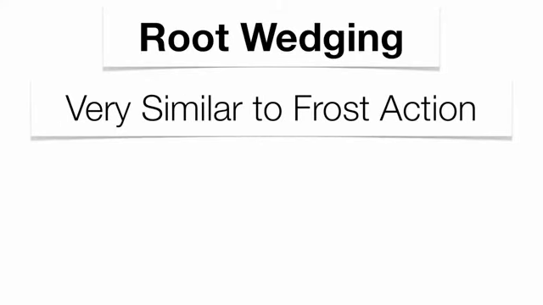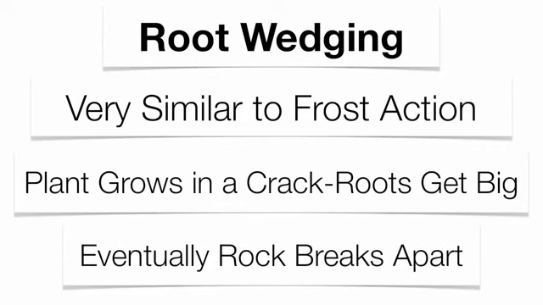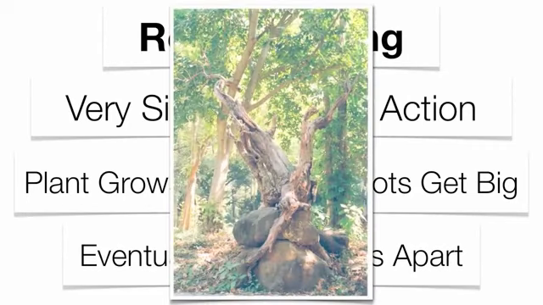Root wedging, and this is very similar to frost action. Plants will grow out of the crack in the rock because there tends to be quite a bit of moisture in the cracks in the rock. There's enough water in there for the seed to germinate. Well, the bigger the plant gets, the bigger the root gets. The bigger the root is going to be, the bigger the crack in the rock. And eventually what happens? The rock will break apart. And you can see here the tree growing out of the side of the rock there.